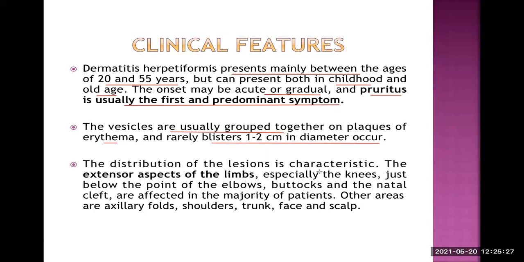The distribution of the lesion is very characteristic here. The extensor aspects of the limb, especially the knee, just below the point of the elbow, buttock, and the natal cleft are affected in the majority of patients. All of these are from the extensor aspect of our body. Other areas are the axillary fold, shoulders, trunk, face, and scalp as well. They may be less common than the extensor aspect of the limb.